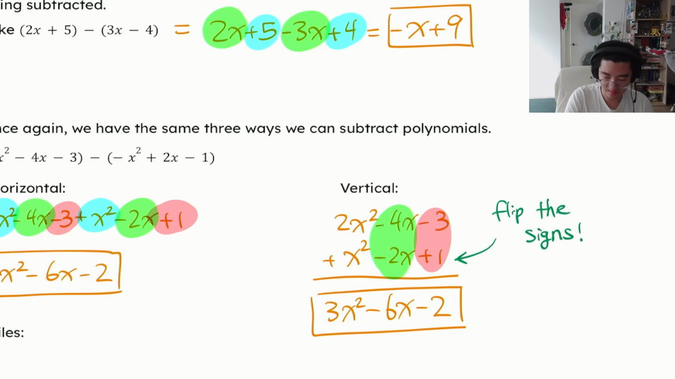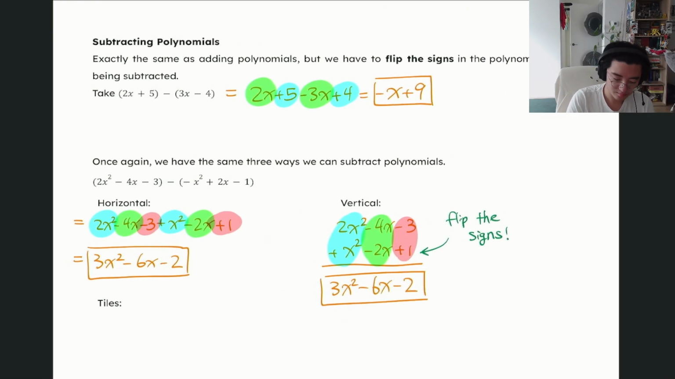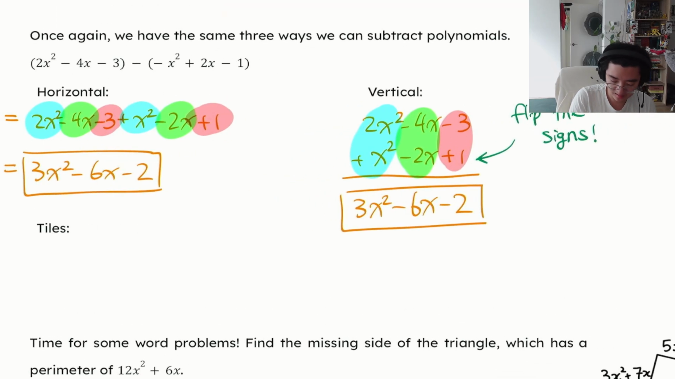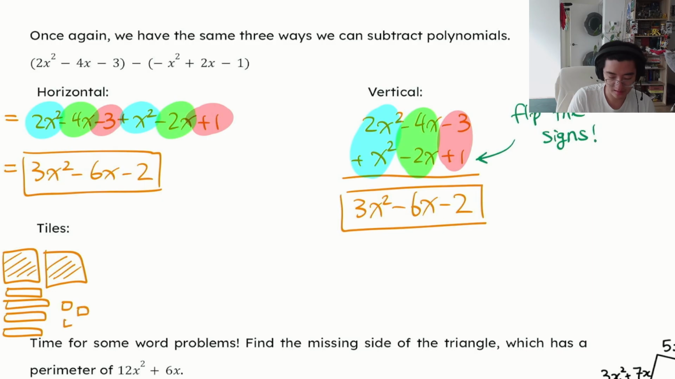Group the greens here. Group the blue. Of course, the tiles. Two positive x squared tiles here. 4 negative x tiles here. 3 negative 1 tiles here. All right. We are subtracting a negative x squared, 2 positive x's, and a negative 1.